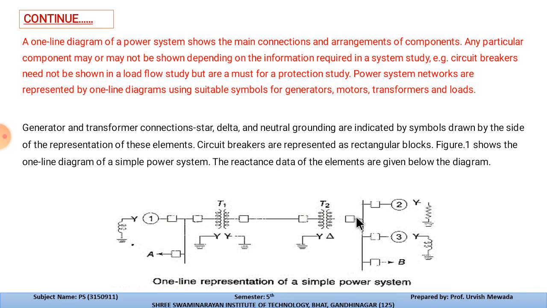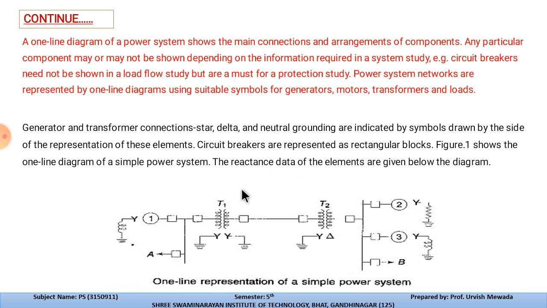Then after that we have the circuit breaker, and again we have the bus on which two generators are connected, generator number 2 and 3. And this is the circuit breaker which is provided for the protection of generator number 2 and 3. And this is the load which is connected on bus number 2.